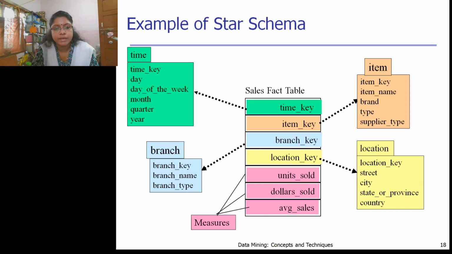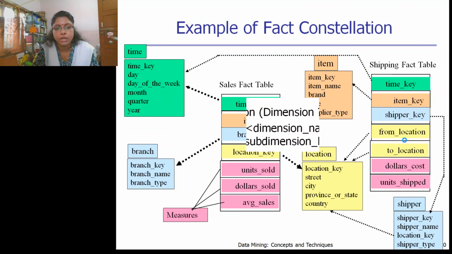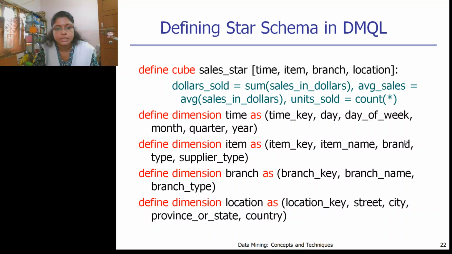First we have defined a data cube, that is sales. In that fact table, we have seen that these are the different keys for the dimensions, and also the measures, then the different dimension tables, that is time, branch, item, and location. Everything is represented in this particular DMQL. See this one.